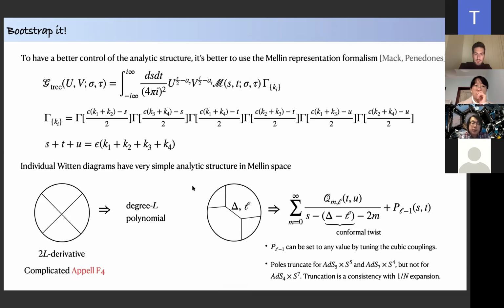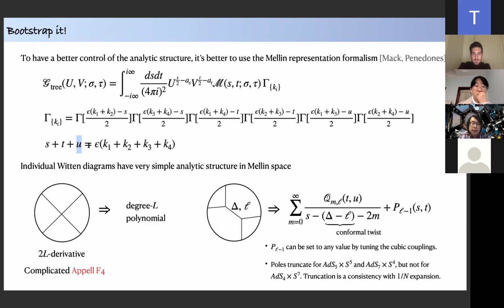The second piece of technology I need to introduce is the so-called Mellin representation formalism. The idea is very simple. We start with this correlator, and then we do two inverse Mellin transformations with respect to U and V. The dual variables are S and T, and these are the analog of Mandelstam variables in flat space. And we also introduce another variable U to make things more symmetric.